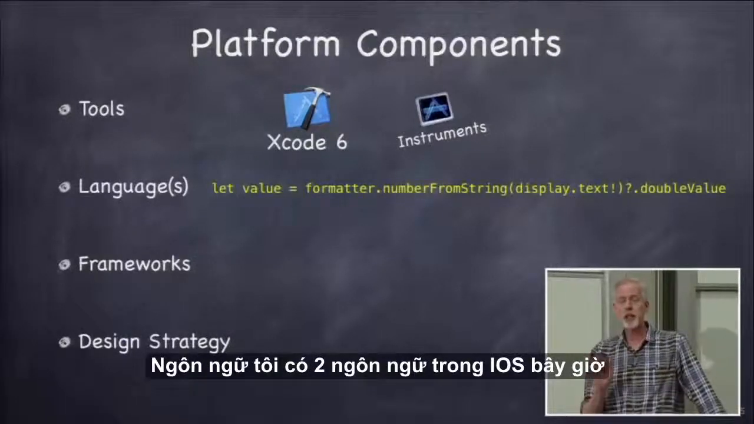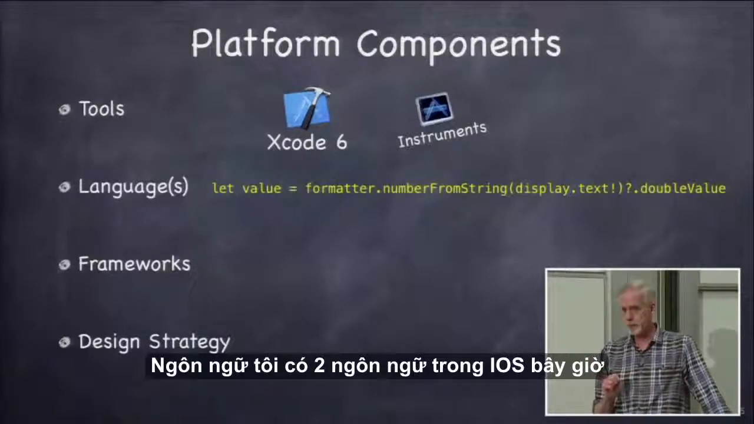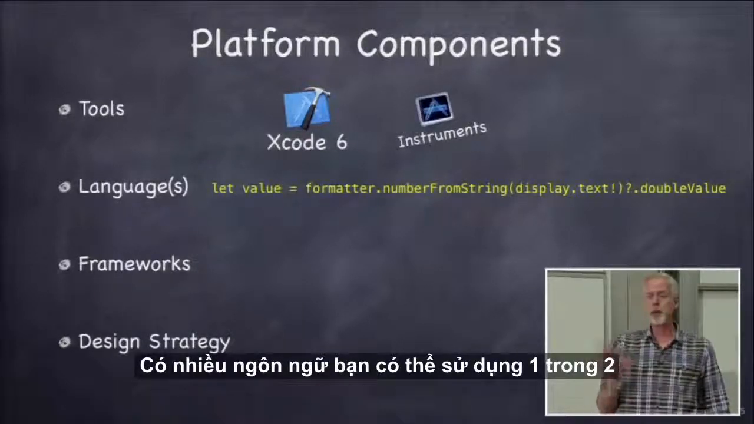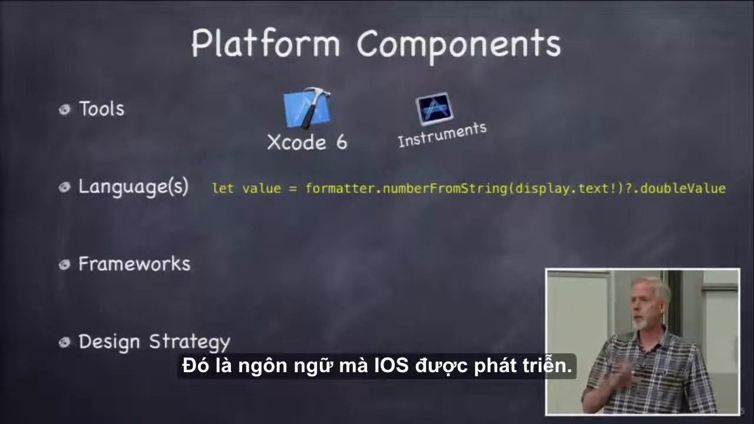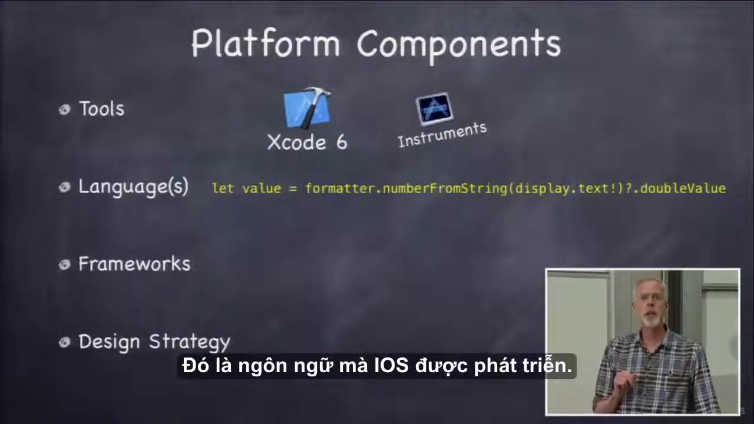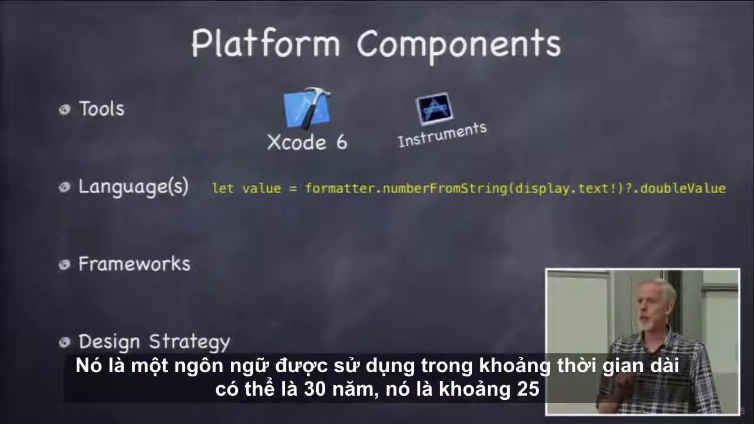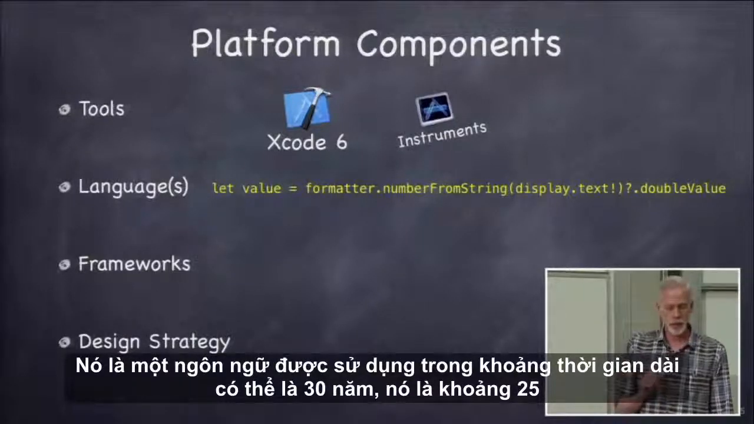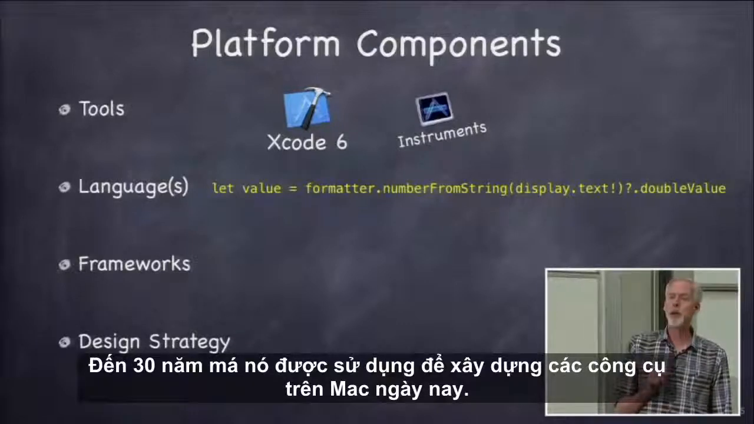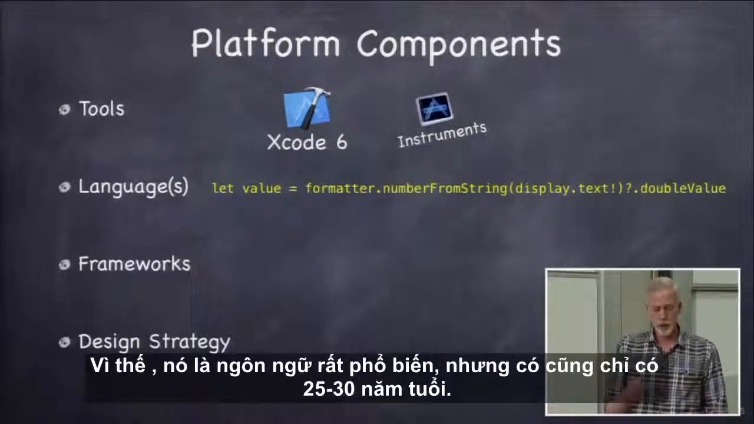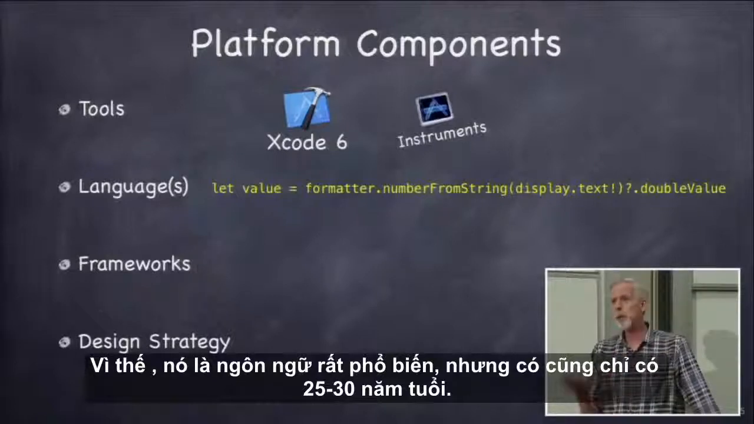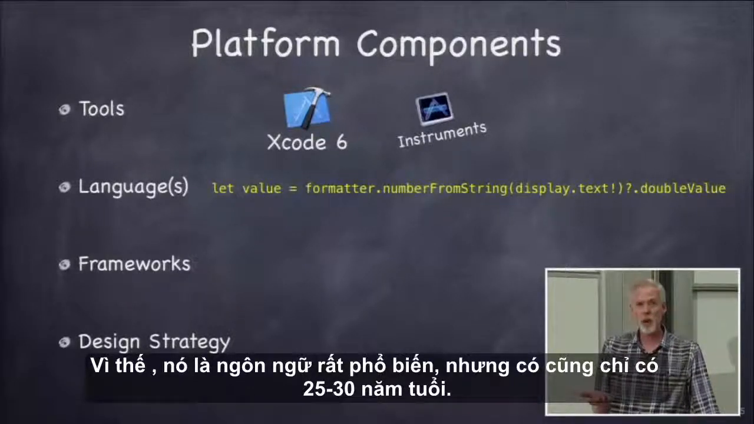Languages: there's actually 2 languages in iOS now. They are peers. You can pretty much use either one. One of them is called Objective-C. That's the language that iOS was originally developed for. It's a language that's been around a long time, probably 25 to 30 years, that it's actually been used to build stuff that's on the Mac today. So it's a very mature language, but it is also 25, 30 years old.